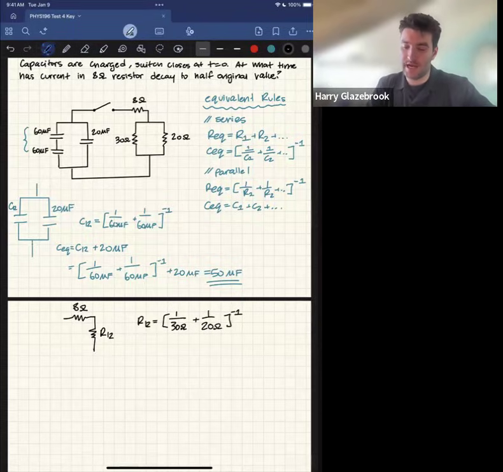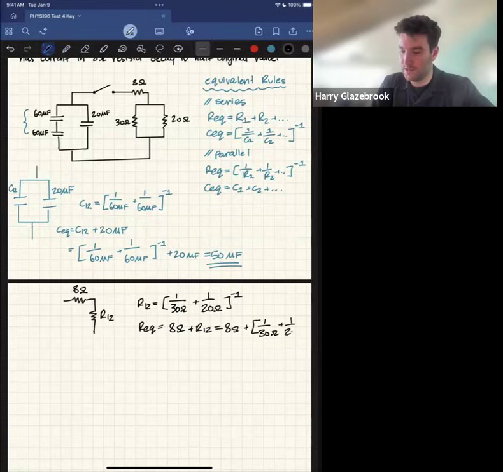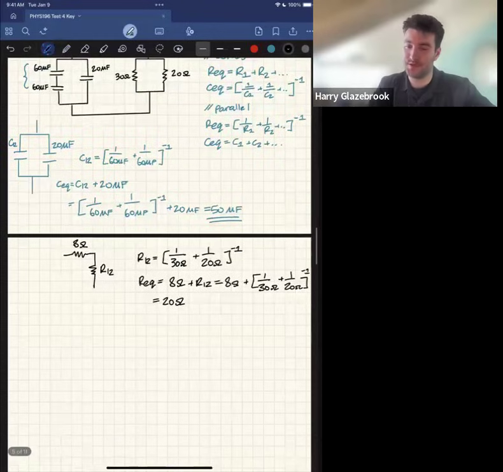Once I add those together, I have that equivalent resistance in series with an 8 ohm resistor. So I can just add them together based off of my series rules for adding resistors. So our equivalent is just 8 ohms plus R12, which is 8 ohms plus this whole thing, 1 over 30 plus 1 over 20 to the -1. And you can do the calculation yourself, but that is 20 ohms.